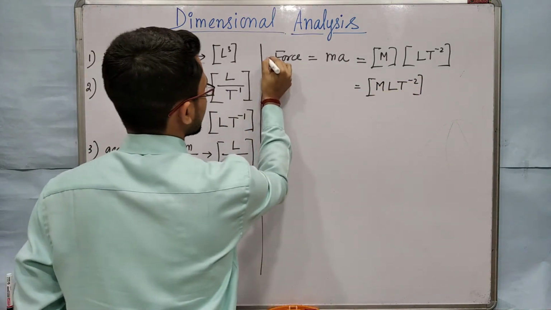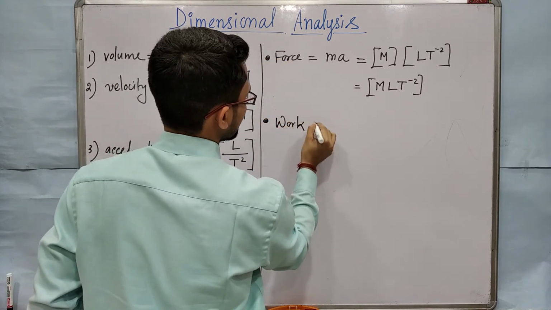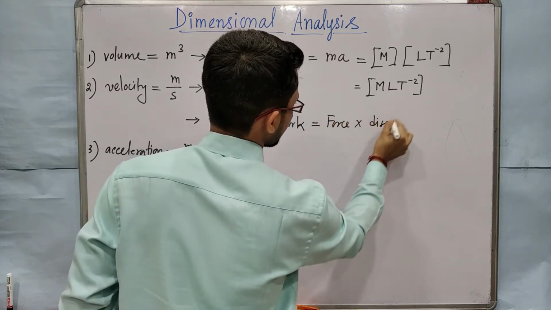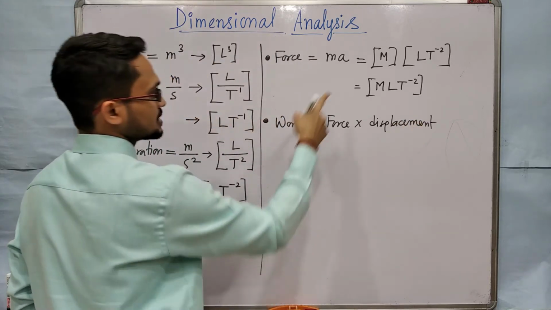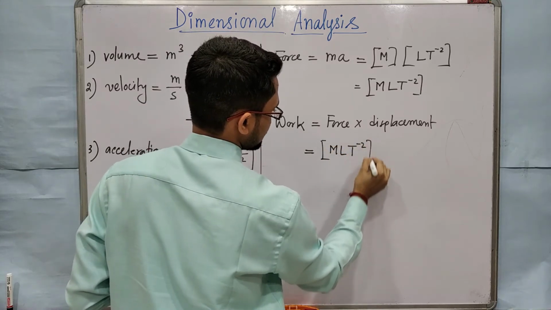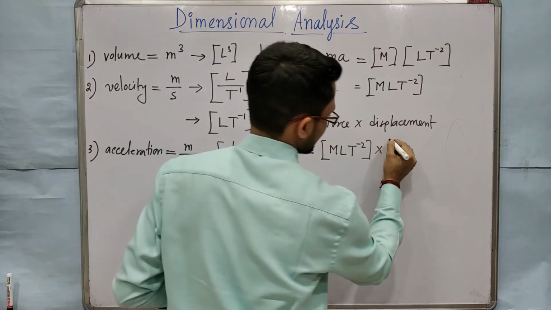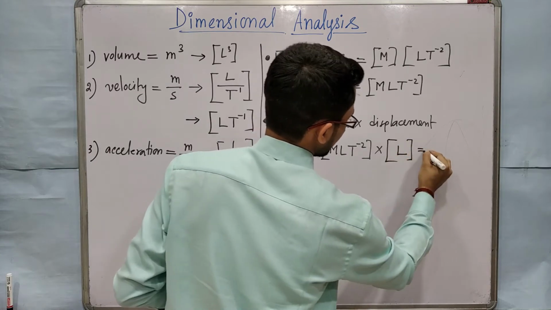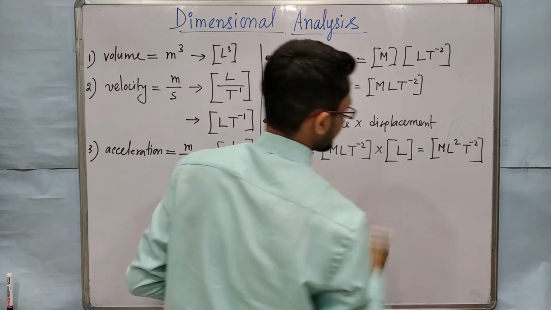Okay, in this way force. Then suppose work done. Work equals what? Force into displacement. Now what is the dimension of force? That is M L T to the power minus 2. Displacement means it is measured by meter. Okay, it is a kind of length, and the dimension of length is capital L. So it will be M L square T minus 2.